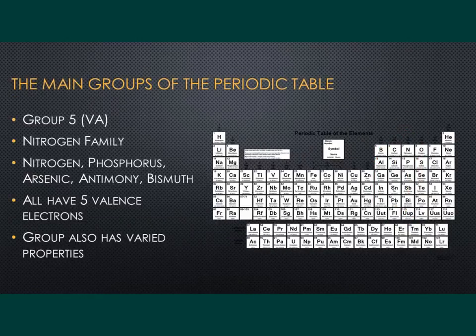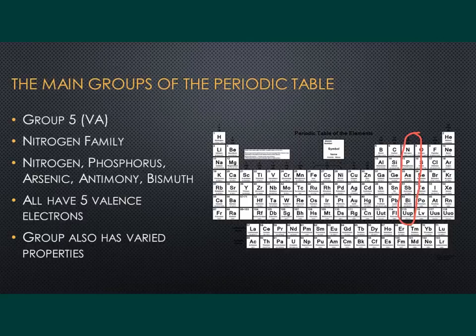Moving one more group to the right, we are now in group 5A, I believe now, or 15. This is the nitrogen family. Nitrogen, phosphorus, arsenic, antimony, bismuth. All of these guys have 5 valence electrons, and this group also has varied properties as well. You have solids and gases. And again, I'm not going to talk about them because they react a little bit differently, but it is important to know them.